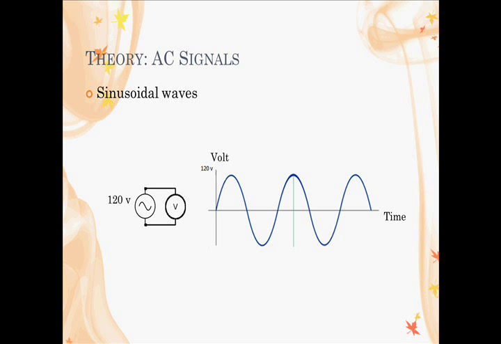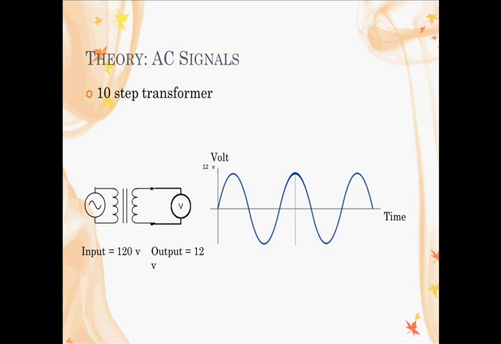We want to first convert that to 12 volts AC, which we do by adding a transformer. We're using a step down 10 transformer to bring the voltage down 10 times, from 120 to 12 volts. So right now you can see on the graph on the right we have it at 12 volts AC.